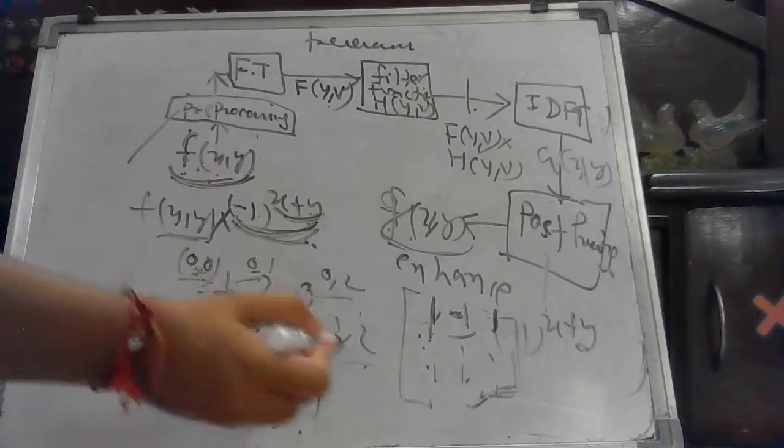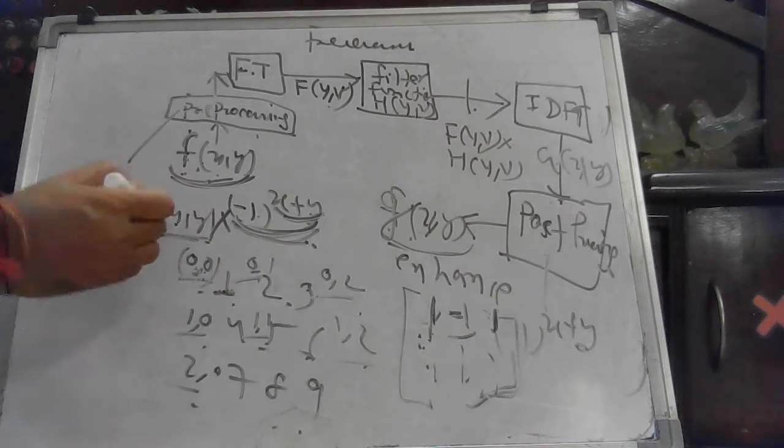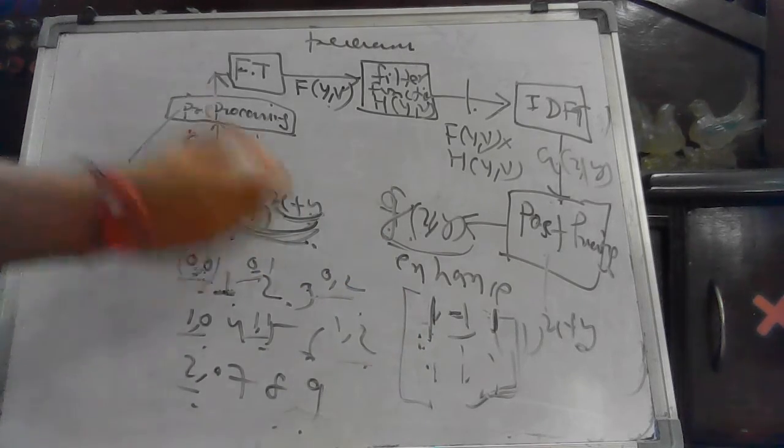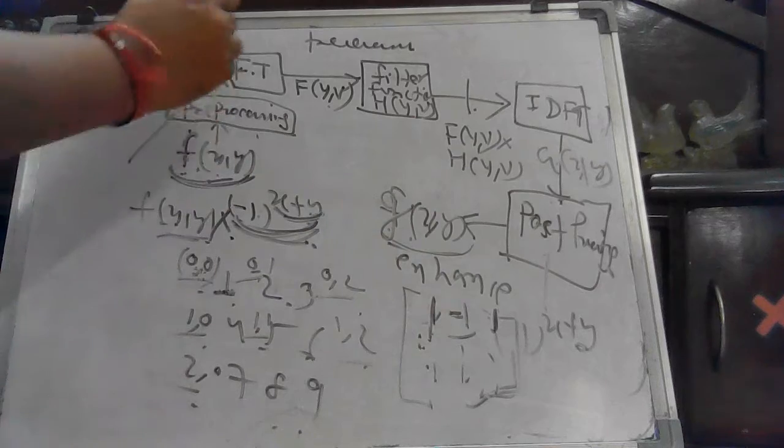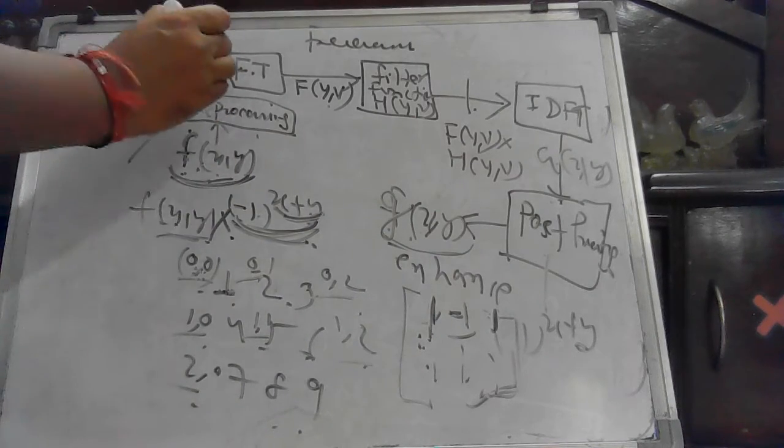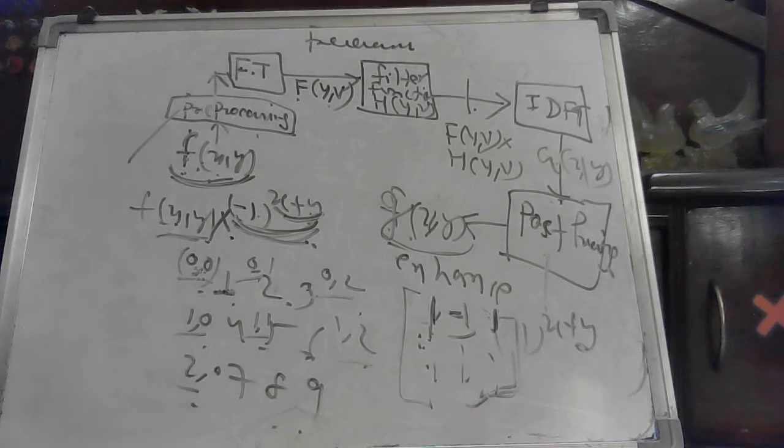What is the meaning of x plus y? I have told you just now. So now for these two, it is not convolution, it's a multiplication pixel by pixel. You will get a resultant matrix, and on that you apply your Fourier transform. I will tell you a complete numerical, then the whole thing will be clearer.